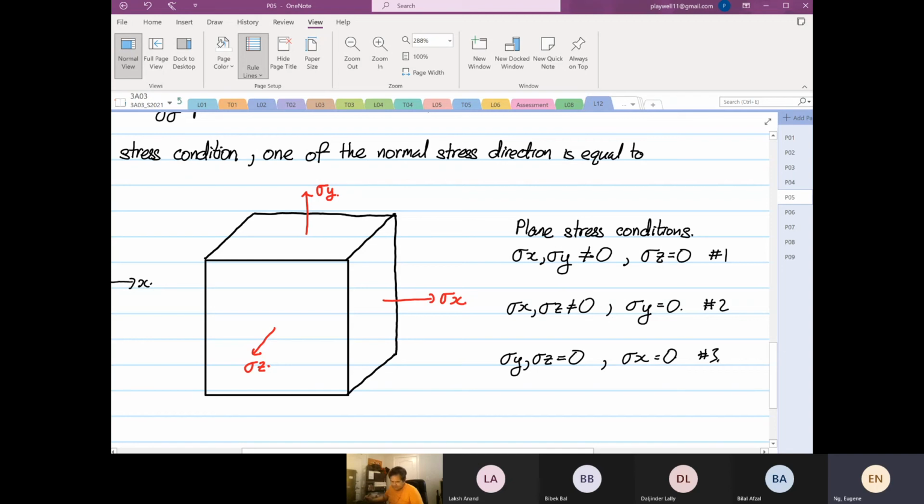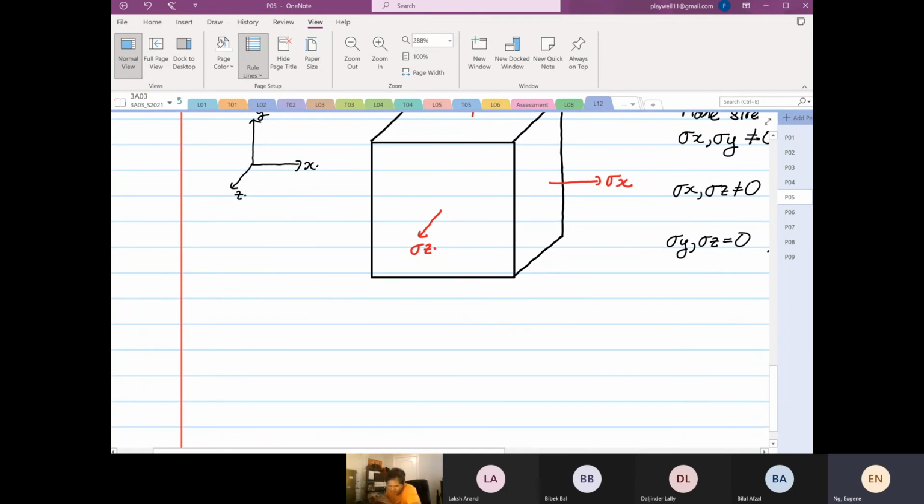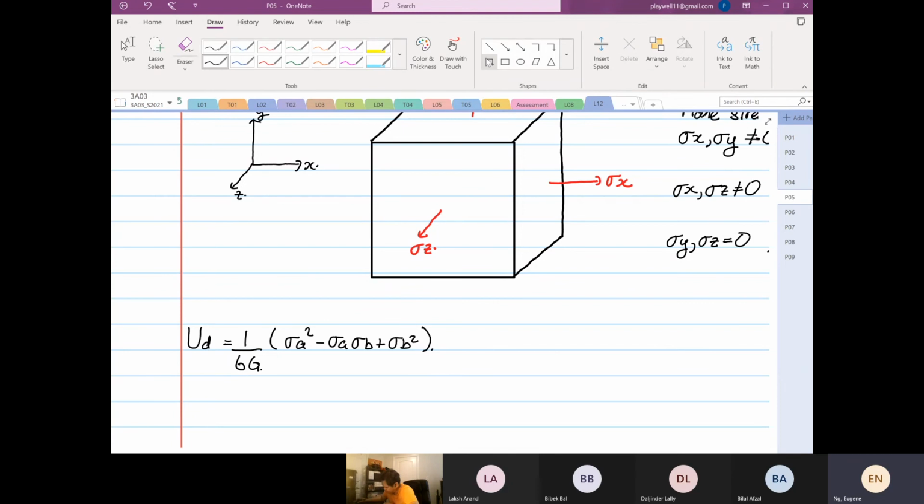Condition number 3. Now, based on distortion energy, I'm going to introduce you to von Mises' formula. U_D is equal to 1 over 6G. I'm not going to derive it, we're just going to apply this formula, where we have stress A squared minus stress A stress B plus stress B squared. This is von Mises' formula, the expression of his criteria. I'm still going to label this equation number 1.